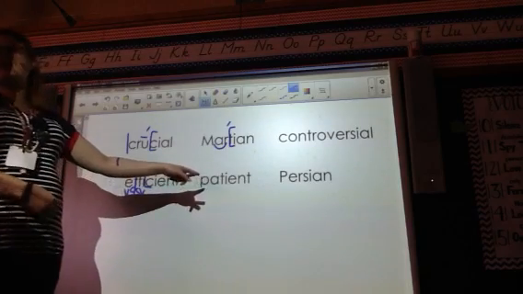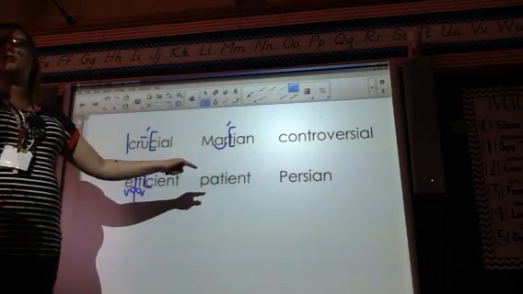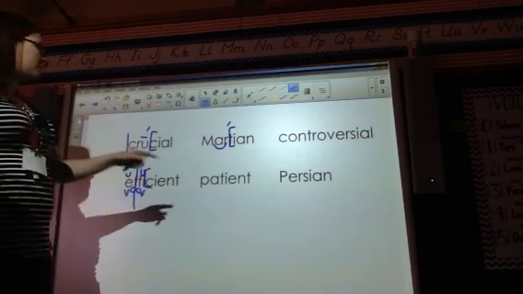Okay, what about this word? Somebody who hasn't already helped me code a word. Gabriel, help me out. What am I going to do?